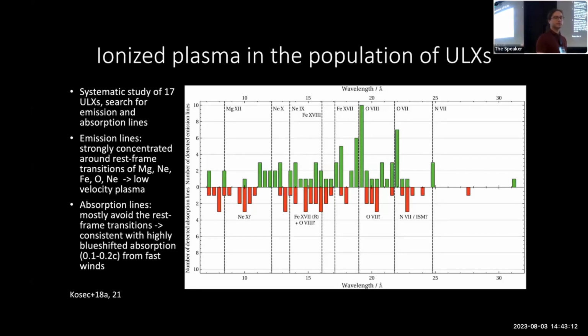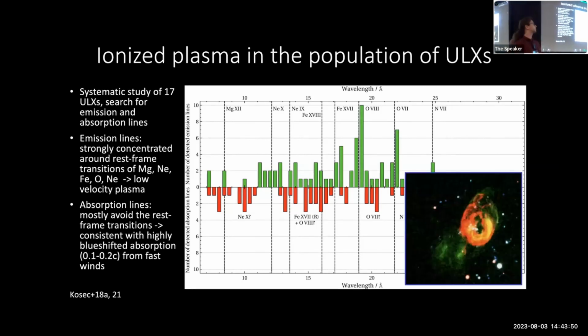We find that the emission lines are strongly peaked at the rest frame wavelengths of the known ions, like magnesium, neon, iron, oxygen, and nitrogen. So these suggest the presence of low velocity, but still quite highly ionized plasma in these systems. But instead, the absorption lines seemed to avoid these rest frame wavelengths of these known ions, and instead concentrate in between them. Therefore, these absorption lines are consistent with originating from highly blueshifted ions, indicating the presence of high velocity outflows, which therefore seem common in the population of ULXs.